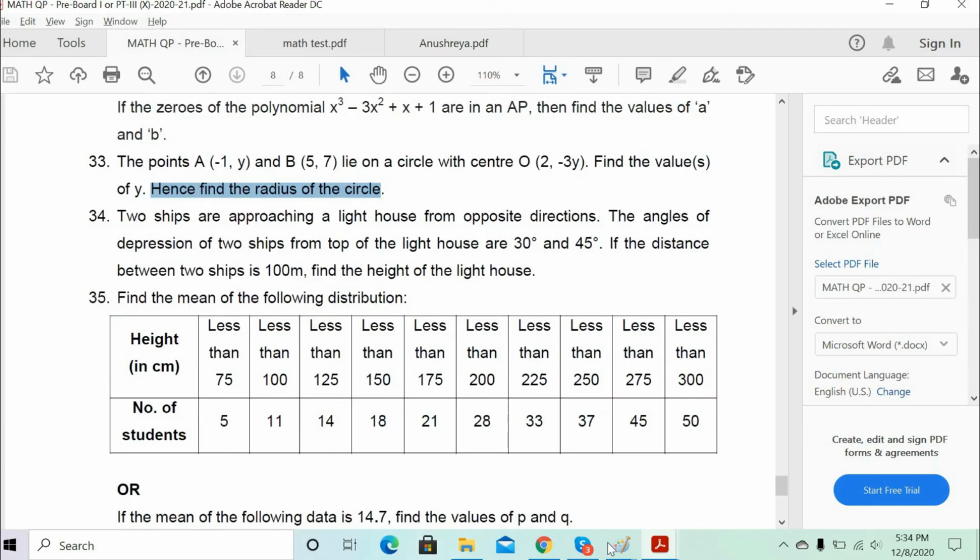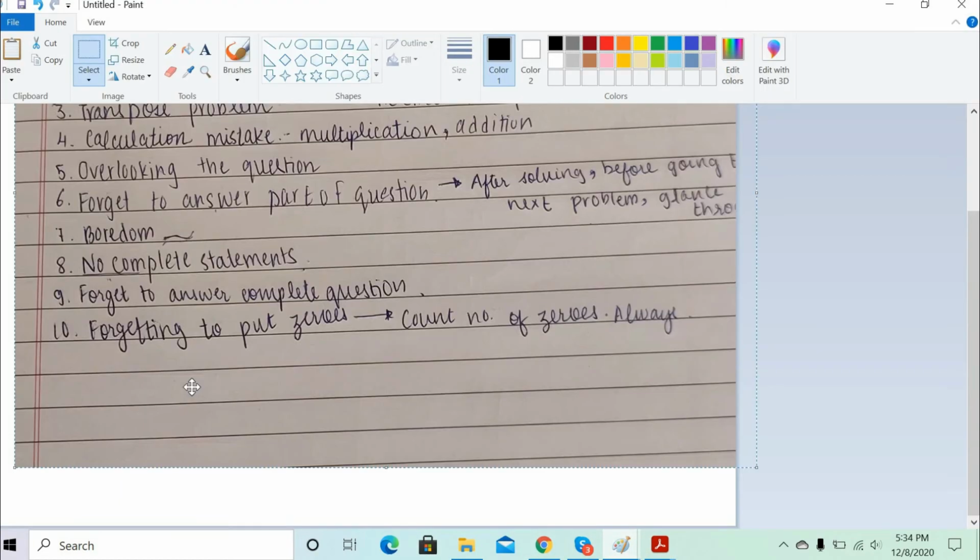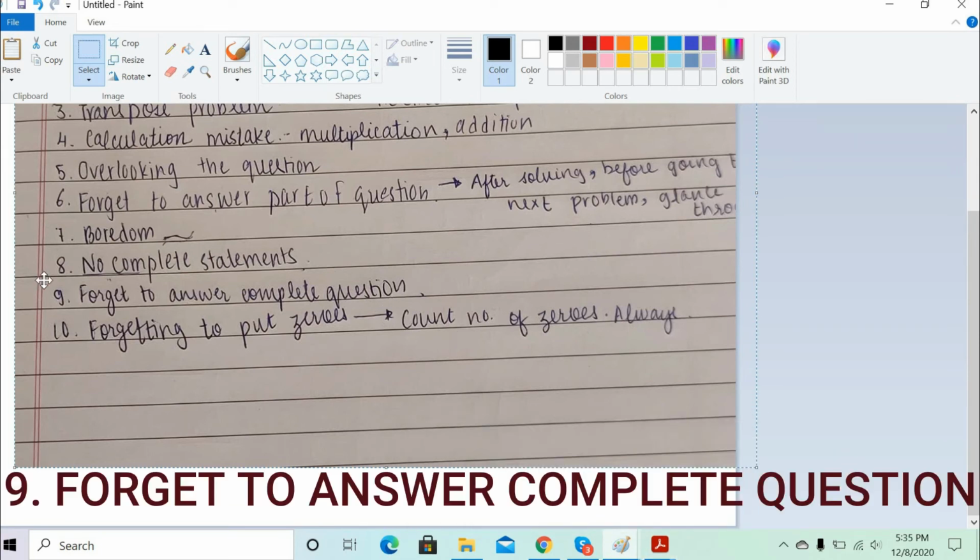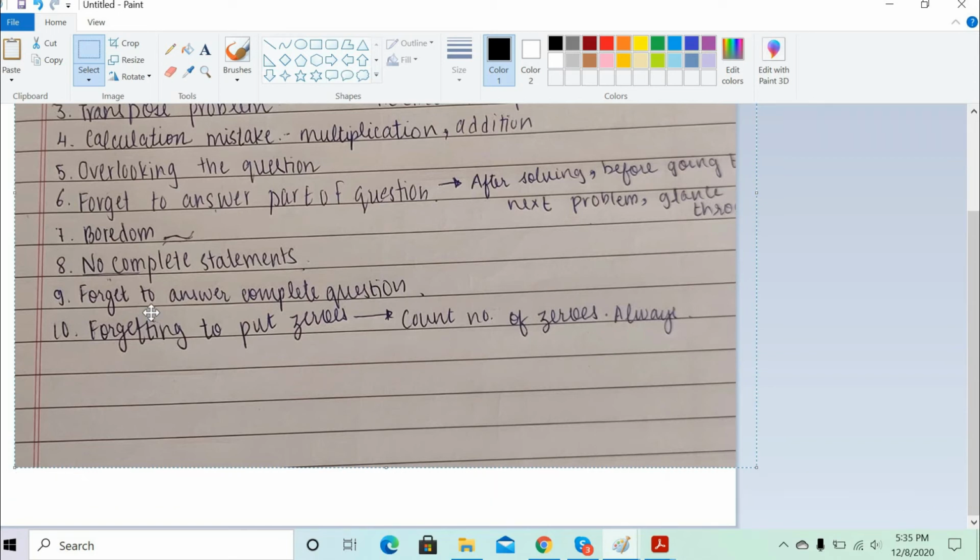Let's go to the next part now: forgetting to answer the complete question. This also belongs to a similar format in which we overlook the questions. So this was yet another similar example where we could not complete the answer. The solution is, just after writing the answer, glance back at the question to check whether each subpart was answered or not. The next point is forgetting to put the zeros.